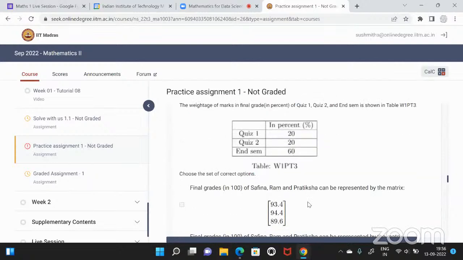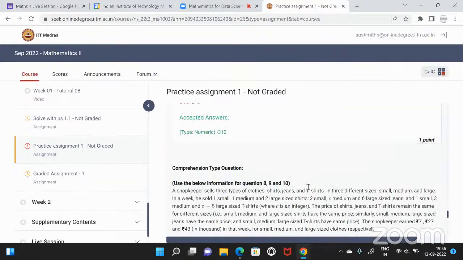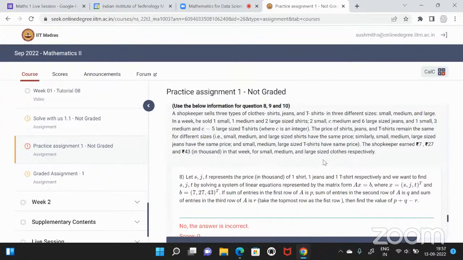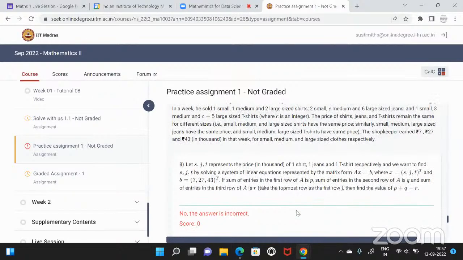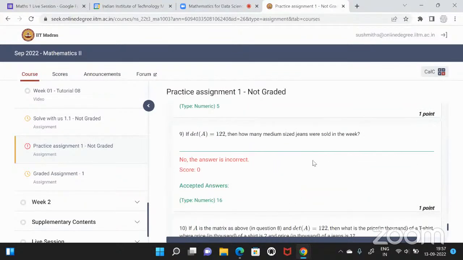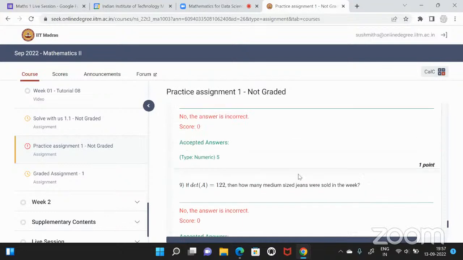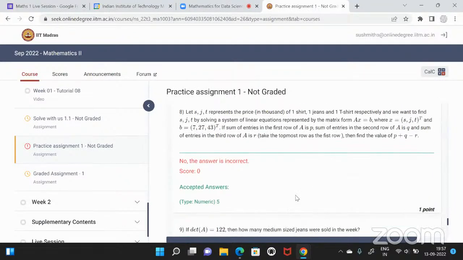Yes, ma'am. Comprehension type question. I did this question, the first question, comprehension type. My answer came out to be 13. The answer is 5. Yes, the answer is 5. We'll upload the solution. You can check with that. Okay, ma'am.